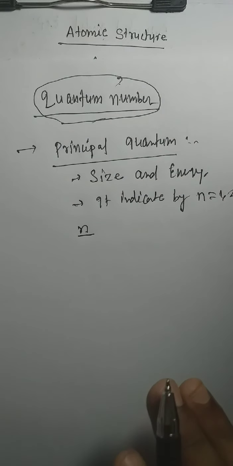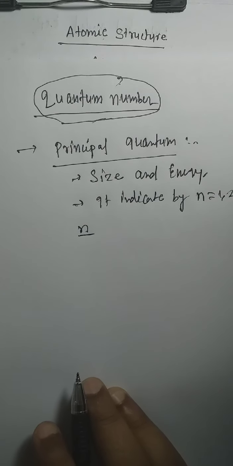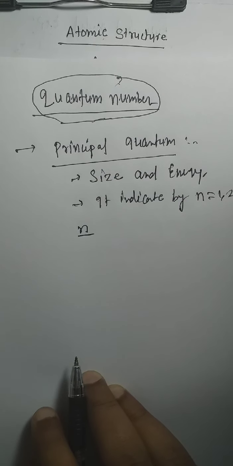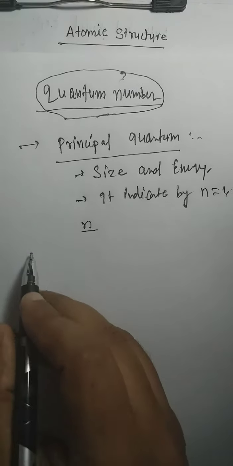What is the principal quantum number? The principal quantum number is a quantum number which gives an idea of the size and energy of an orbital, and it is indicated by lowercase n, where the n value is 1, 2, 3, and so on. Next is called the azimuthal quantum number.